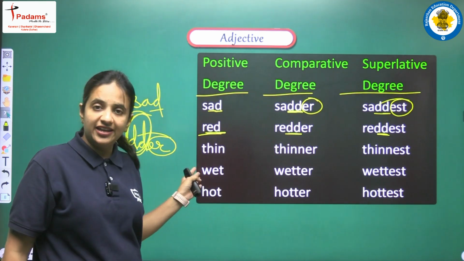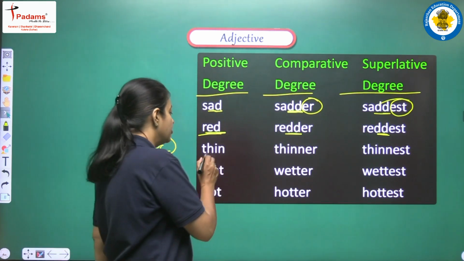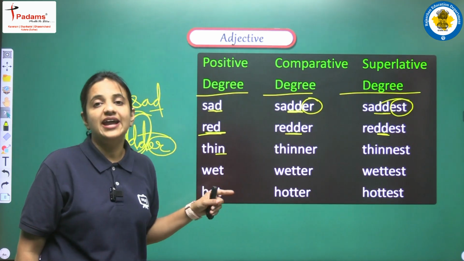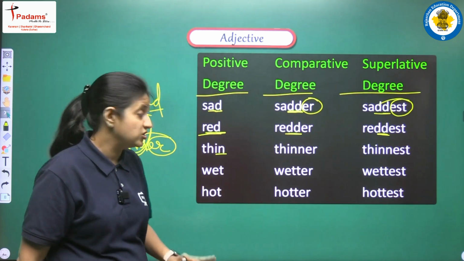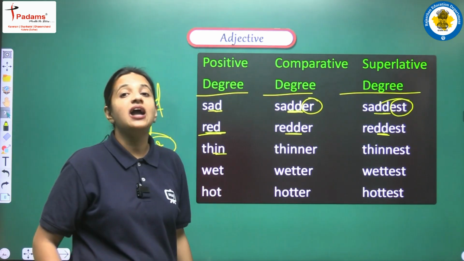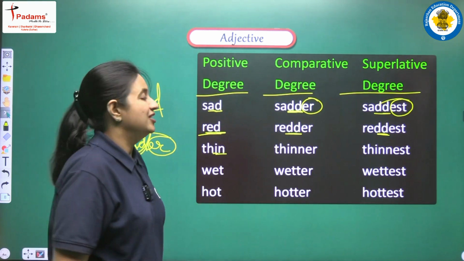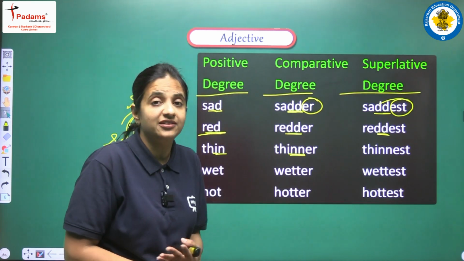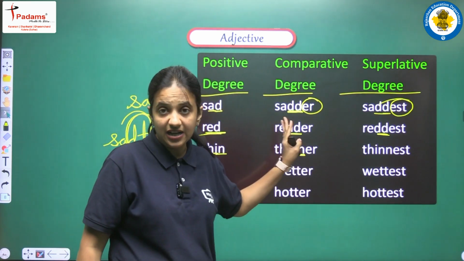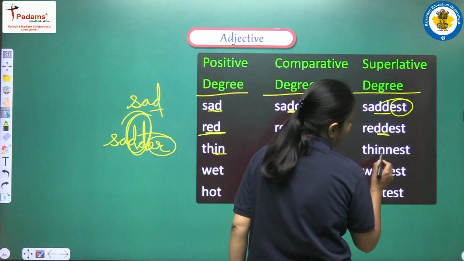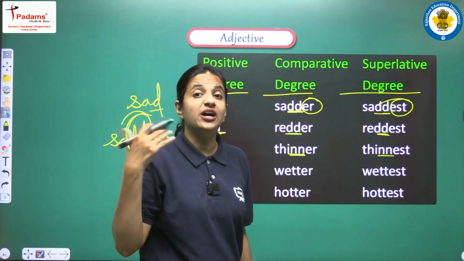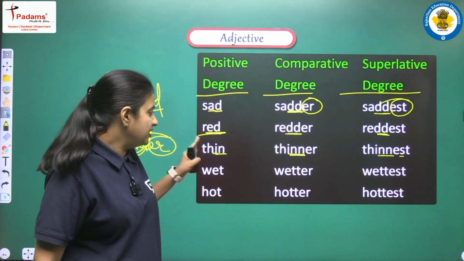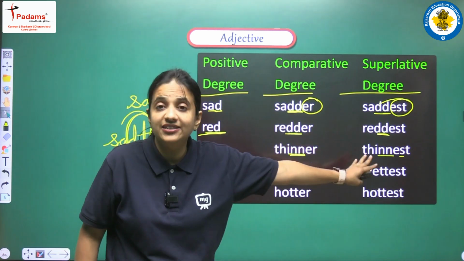Next one is thin. Thin, it's a positive degree word. We can look at the spelling, we can do the analysis. The last letter we are having here is N, and it is one of the consonants. Before N we are having I, that is one of the vowels. So again we have to do the same thing. First of all we have to double the letter, and after that we have to add ER. And yes, to make the superlative degree, again first of all we have to double the letter, and then we have to add EST. So it will be thin, thinner and thinnest.